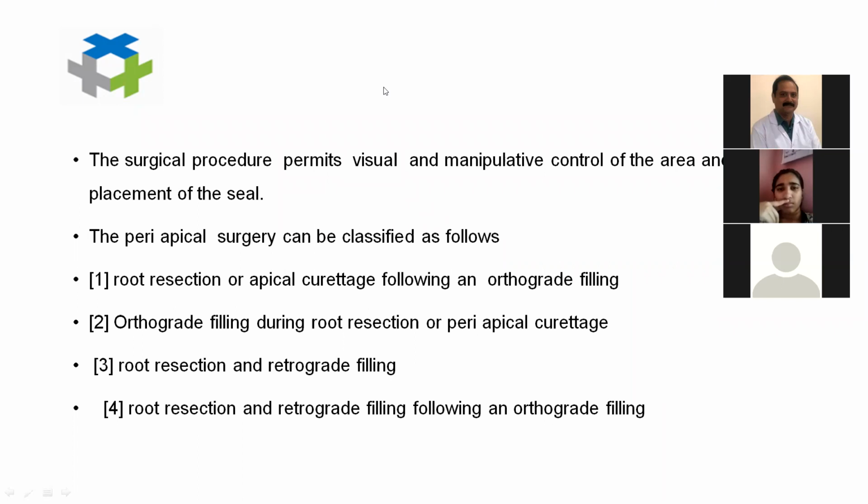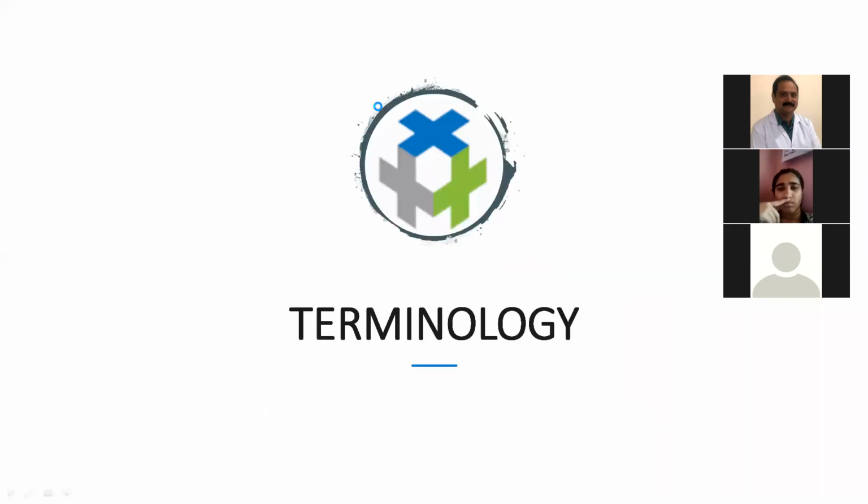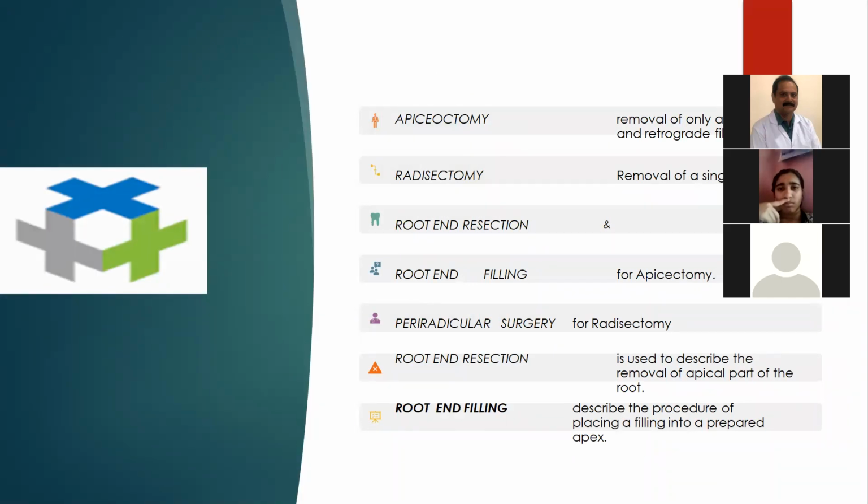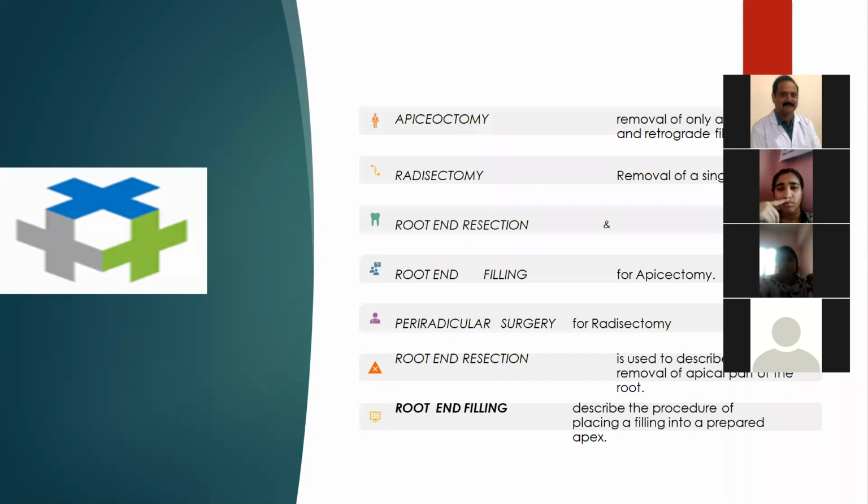So periapical surgery can be classified as root resections, orthograde with root resection, or periapical curettage. Now the terminology. Apicectomy is commonly asked as a short note. It is the removal of the apical one third of the root during resection to remove all the lateral canals and accessory canals, to get a better seal and do a retrograde filling.